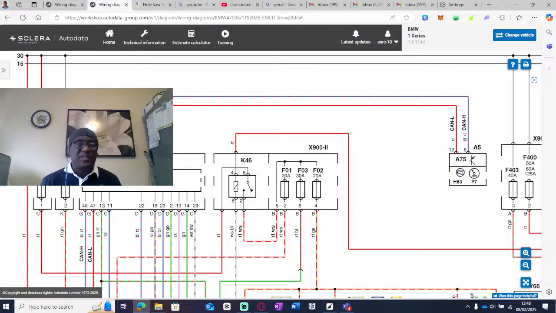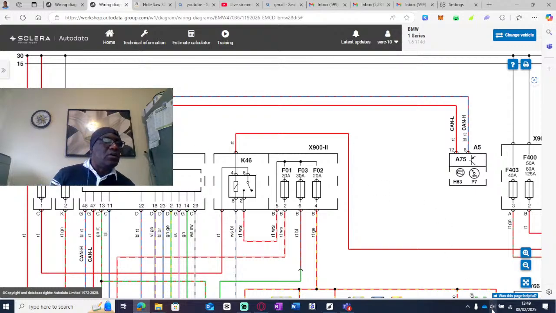What I would say to you is that it depends on whose wiring diagram you're looking at. Is it by Autodata? Is it by AllData? Is it by OEM, the manufacturer's one? You'll find that there will be differences in the layout. There's no standard layout, one size fits all. Every manufacturer, every company, will do it their own way. So today I am looking at Autodata.